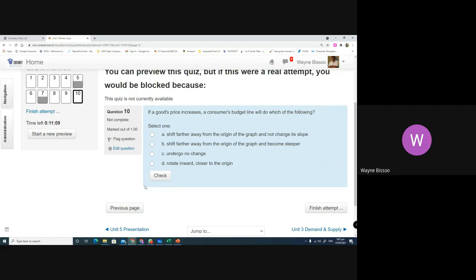I guess the word rotates kind of sets me up there, but rotate and pivot are similar words. So yes, it would be D, because remember it pivots inwards closer to the origin, meaning that the increase in price means that the consumer's budget can no longer extend to the same area it was before.